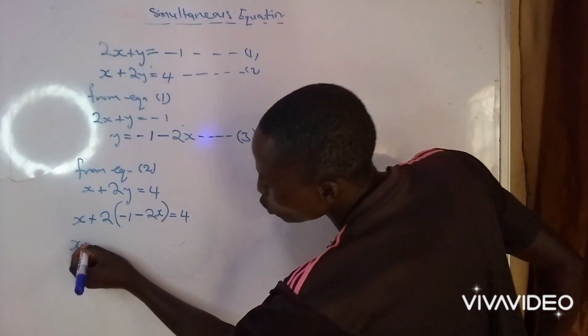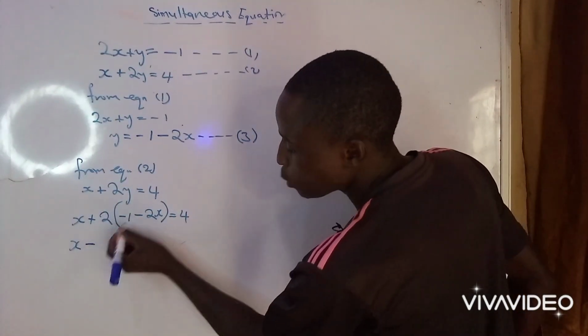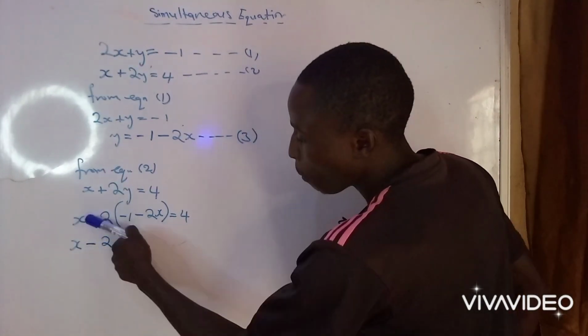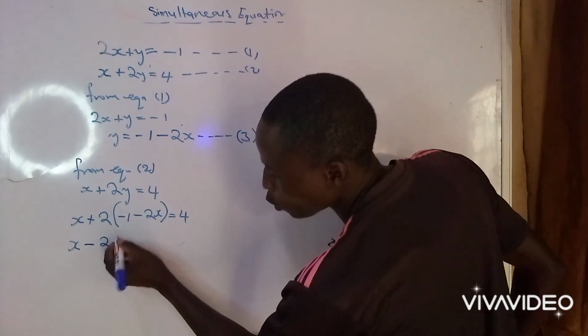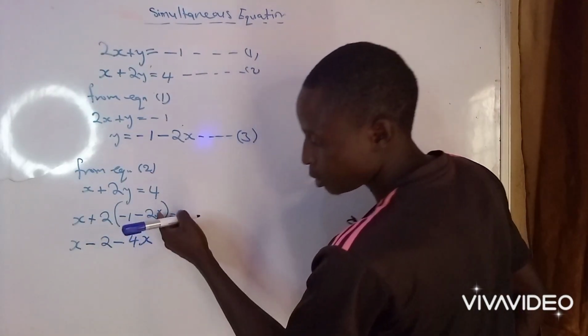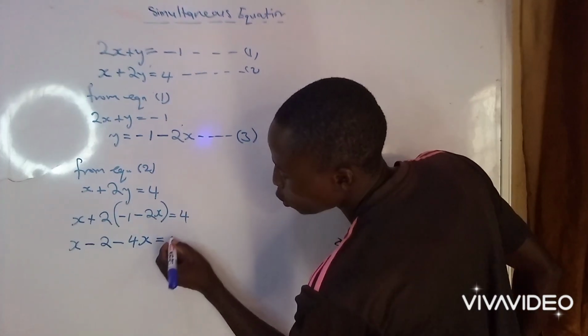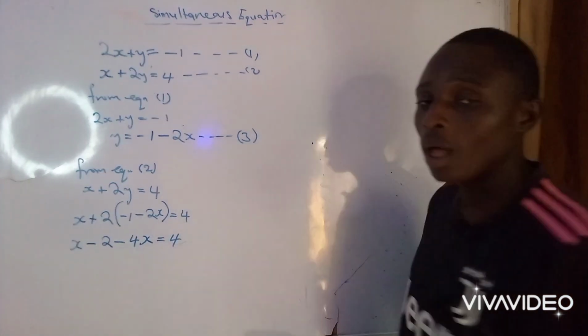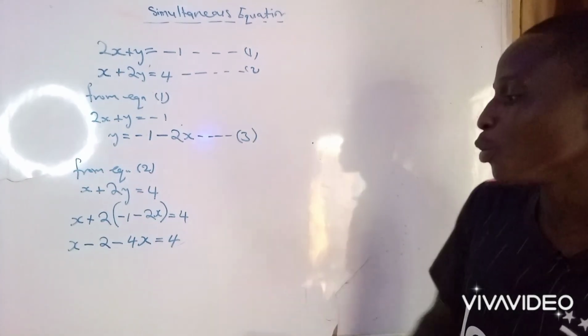Then 2 plus, not plus, because this one is carrying the negative sign. Plus and minus is minus. 2 times 1 is 2. Plus and minus again is minus. 2 times 2 is 4. Then you bring x, this x equals 4. Am I communicating? Thank you.